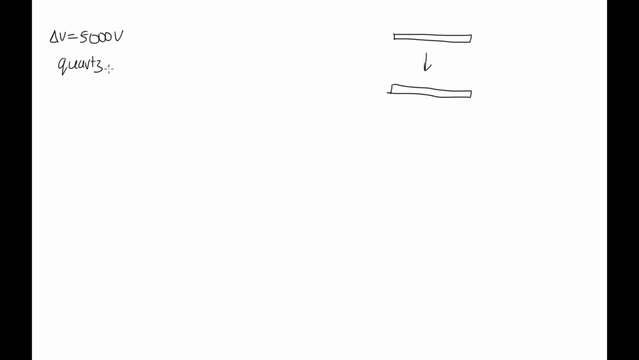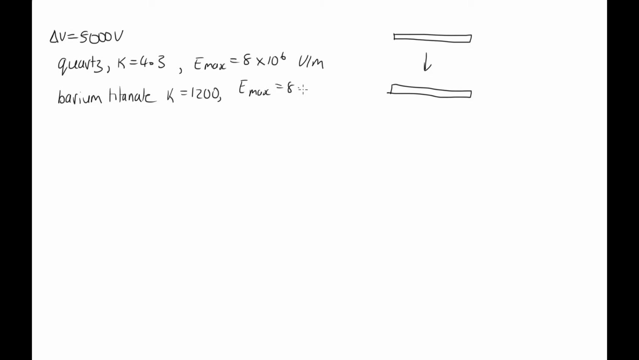between the plates, which has a dielectric constant of 4.3 and a breakdown threshold of 8 times 10 to the 6 volts per meter. So this is the maximum electric field it can withstand. And we've also got barium titanate with kappa is equal to 1200 and a breakdown threshold of 8 times 10 to the 7 volts per meter.